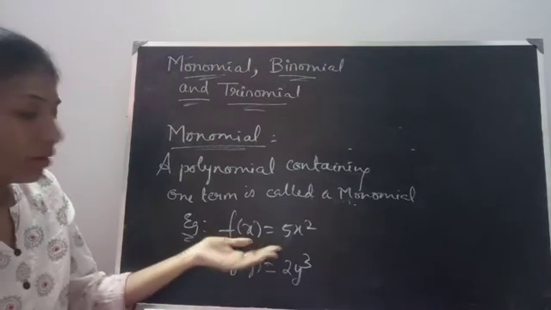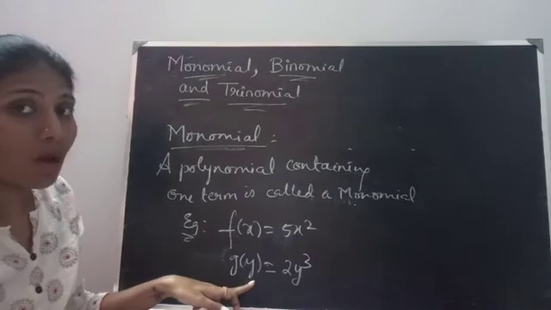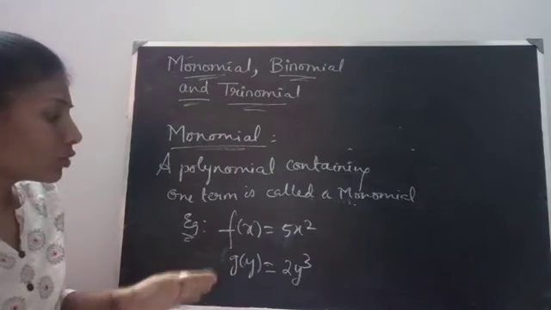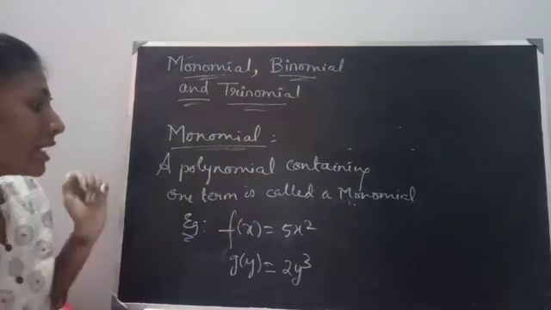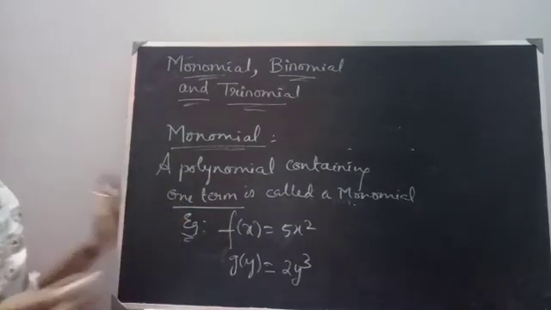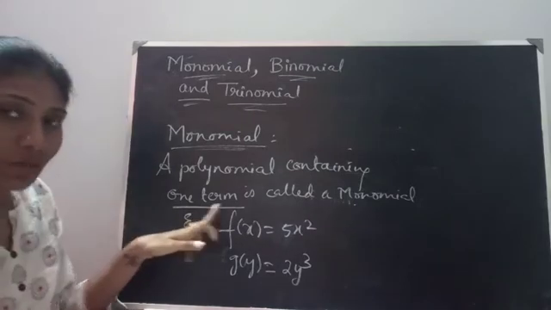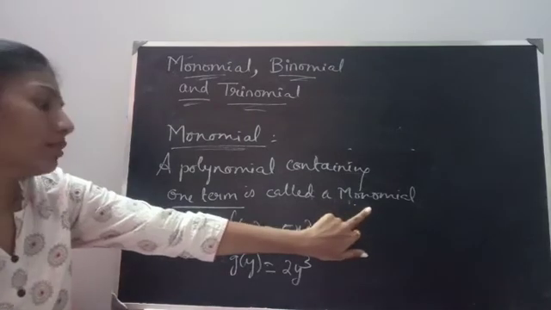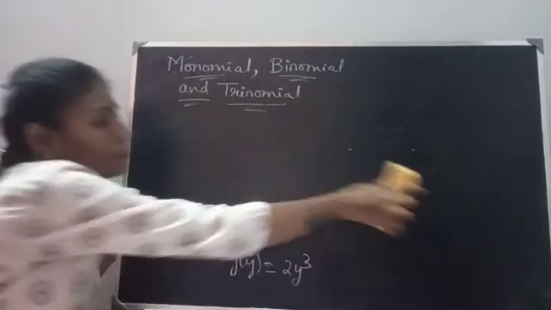Okay. Polynomial in variable x, polynomial in variable y. Okay. So, these are called monomial. A polynomial containing one term is called monomial. Okay. So next we'll see binomial.